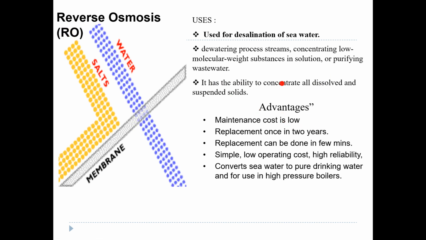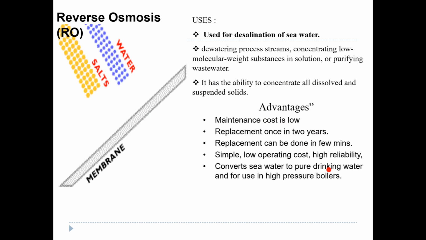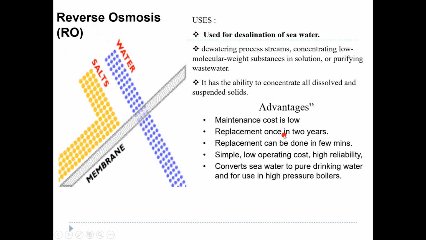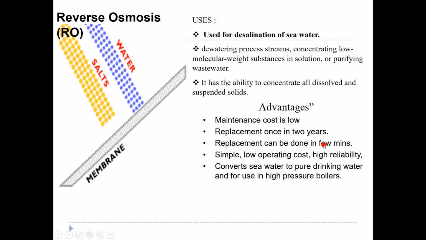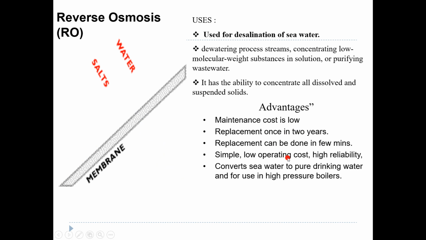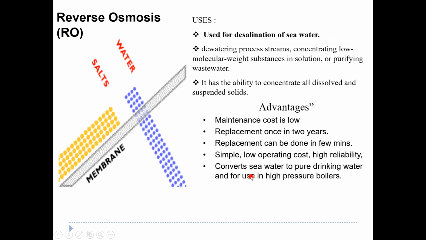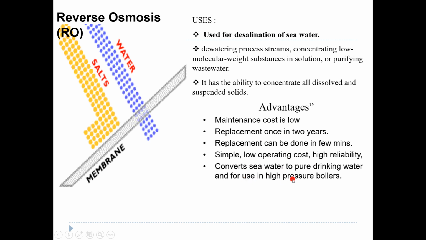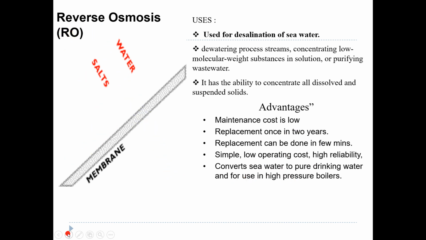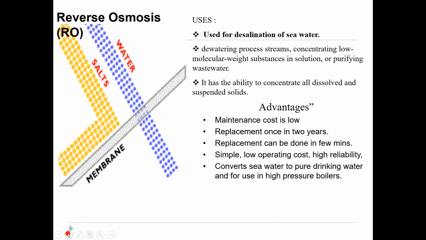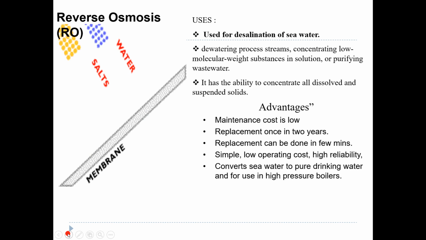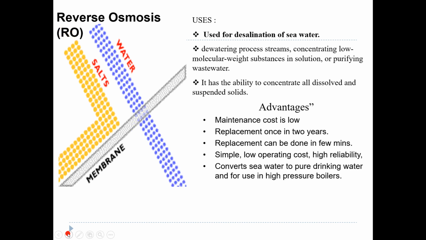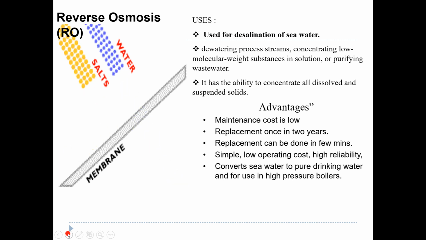And what are the advantages? This RO technique is easily available in our filters, so its maintenance cost is low. You just have to replace the membrane in 1 or 2 years, and this replacement can be done in a few minutes. Low operating cost, high reliability. It converts seawater into pure drinking water. That water can be used for high pressure boilers. Remember, in boilers, sludge and scales are formed, so normal water or hard water is not good for that. For such boilers where a lot of water is used, you can use this reverse osmosis process.